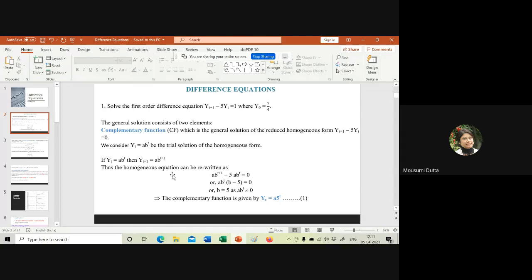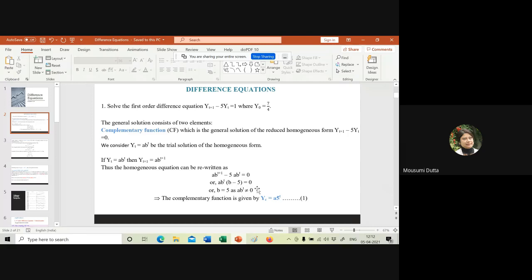Thus, the homogeneous equation can be rewritten in terms of the trial solution as AB to the power t plus 1. I'm replacing y_{t+1} by AB to the power t plus 1, minus 5 y_t, where I'm replacing y_t by AB to the power t, is equal to 0. Then I'm taking AB to the power t common, and that is into B minus 5 is equal to 0.